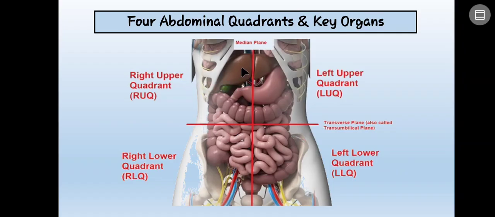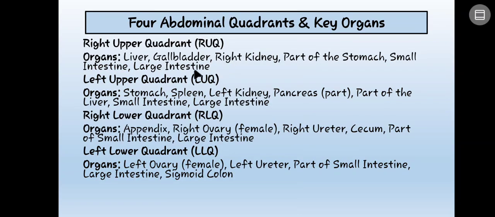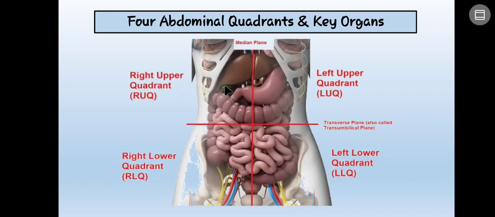So let's look at it. Okay, a portion of the liver is in the right upper quadrant. So the right liver is in the right upper quadrant. A portion of the stomach, a portion of the small intestine, a portion of the large intestine, and a portion of the liver are also in the right upper quadrant. And then the gallbladder, you can see the gallbladder over here in the right upper quadrant.